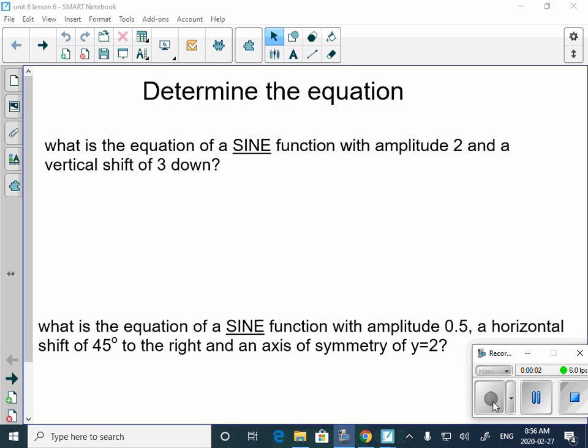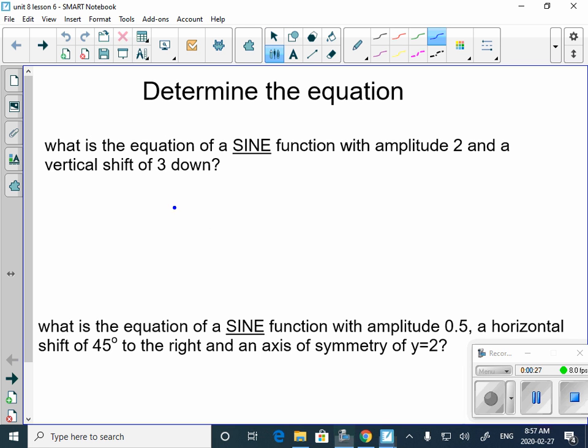So today we're going to work backwards when we have the graph or the information and we create the equation, whereas yesterday we had the equation and graphed it, and you did very well. So the first one is, what is the equation of a sine function with amplitude 2 and a vertical shift of 3 down? So the first thing that I see is that I know my parent function is sine.